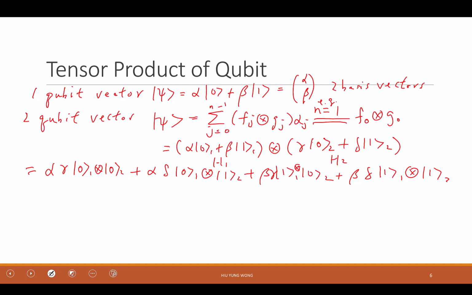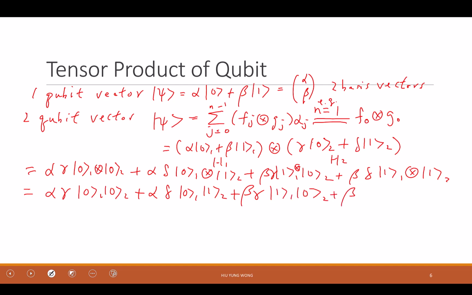Now, if I say this is 0_1 tensor product 0_2, would that be a problem if I rewrite it in this way? Will you feel confused, unhappy? Should I take away a point from you in the exam if you don't write the tensor product?